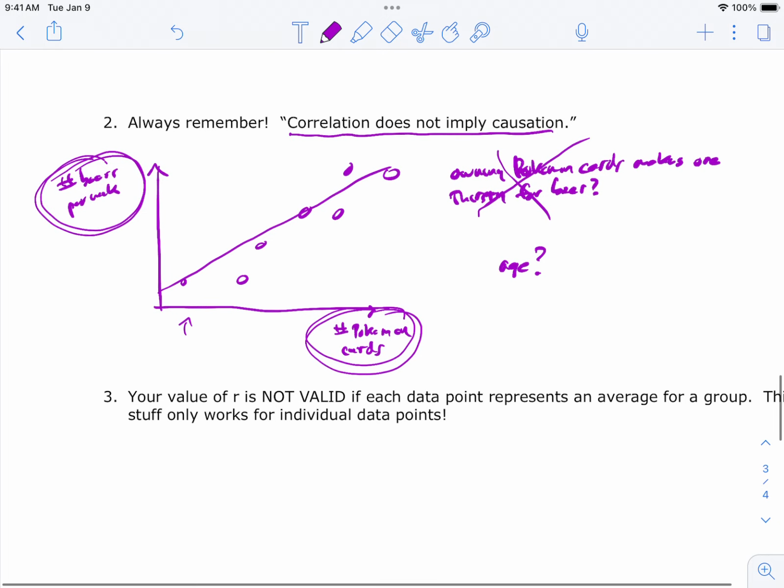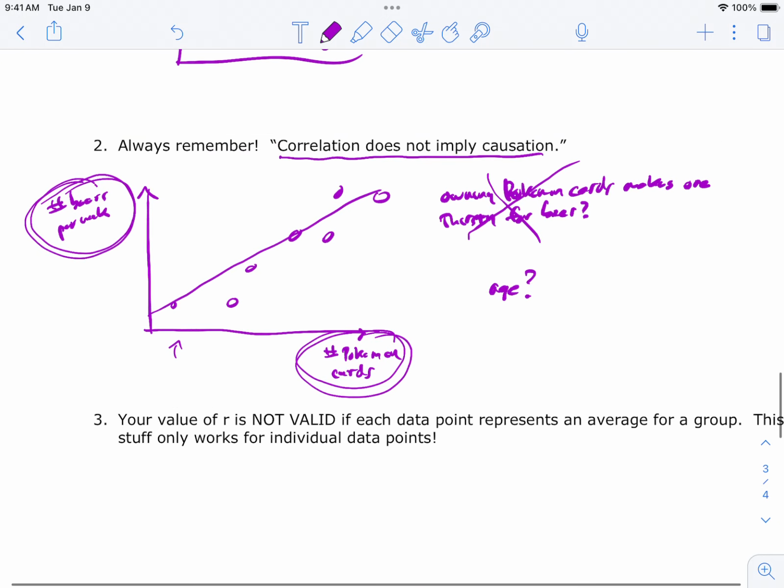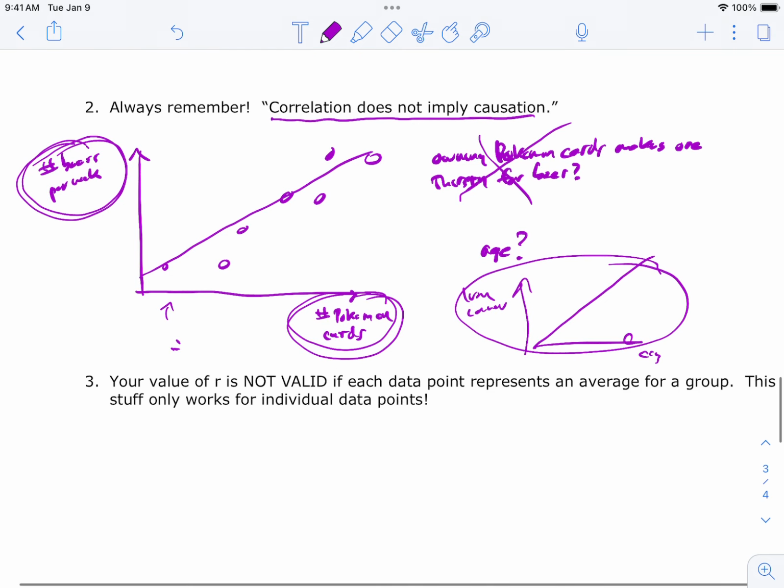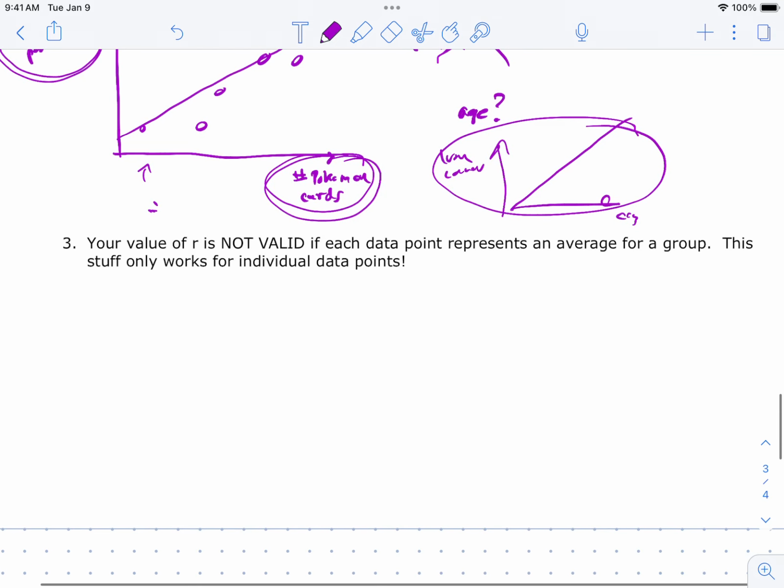Never fall for that. I use an absurd example, but usually they're going to try to tempt you with something that sounds good. Hey, look, the number of cigarettes goes this way, and the number of, I don't know, lung cancers or whatever go this way. There's probably a strong correlation. Now, in that case, there might be a cause and effect, but you cannot conclude that just from the graph, not just from the linear correlation.